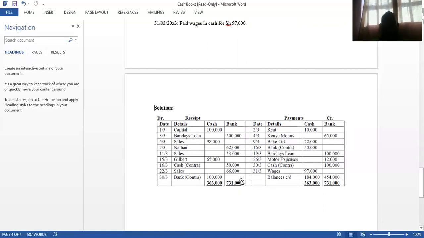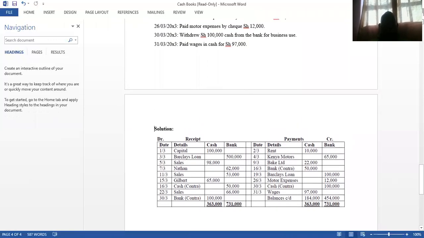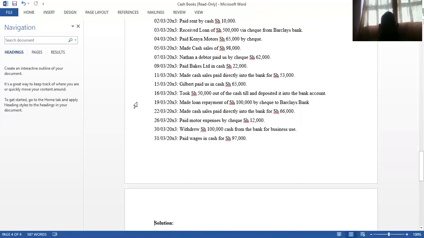You can also see another transaction here on 30th and here on 30th, like that. But in this case, on 30th, it was money that was withdrawn from the bank and deposited in the cash box. On 30th, it's here. Withdrew 100,000 from bank for business use. Anytime you find it is for business use, it is actually taken to the cash box. Or for office use, it is the same.